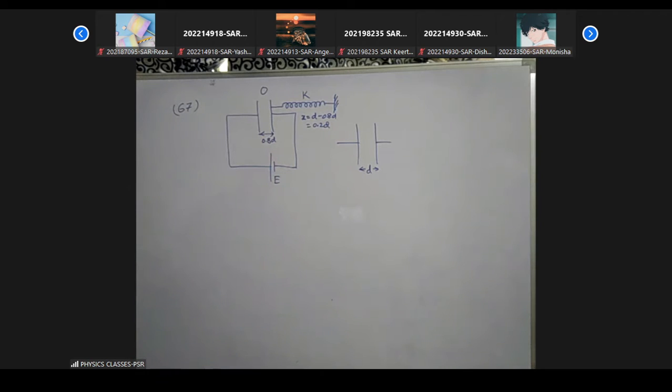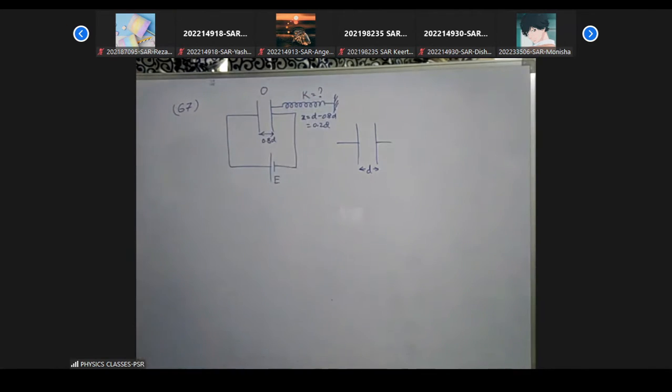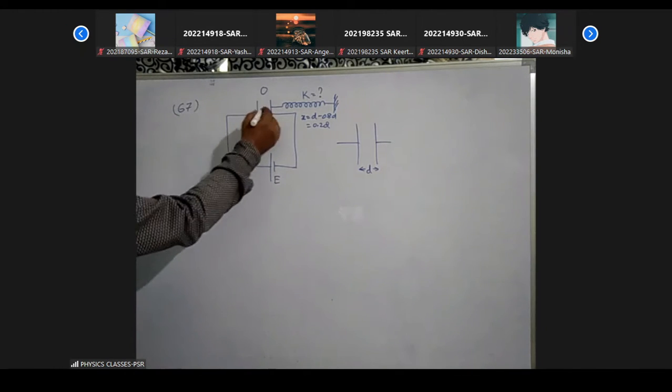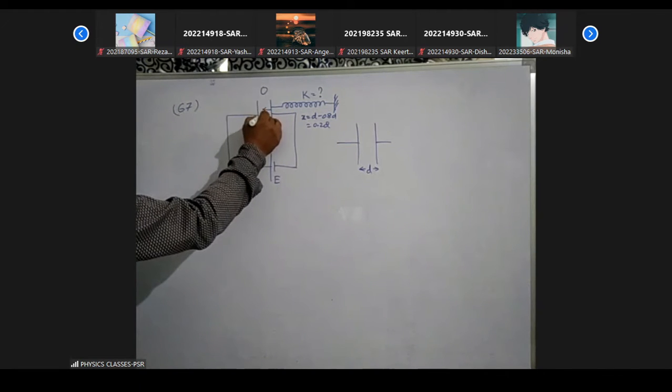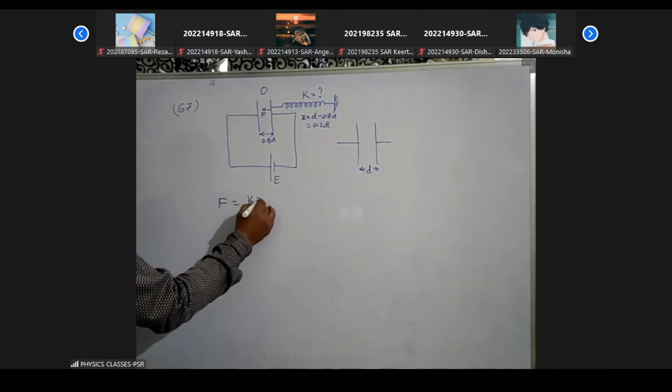Draw this diagram. Here we want to find out this K value. Find the force constant of the spring, that means the spring constant of the spring. If the force acting on this is, let us say, F, then in equilibrium F is equal to Kx.